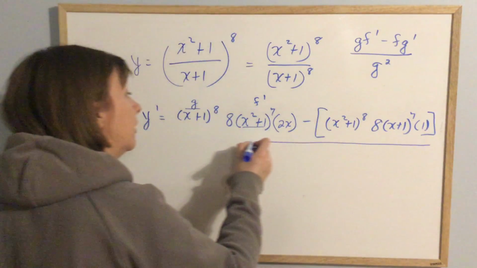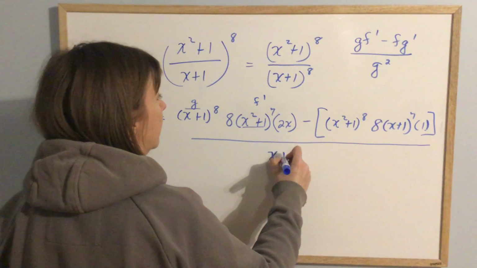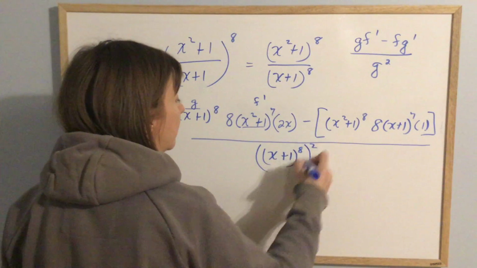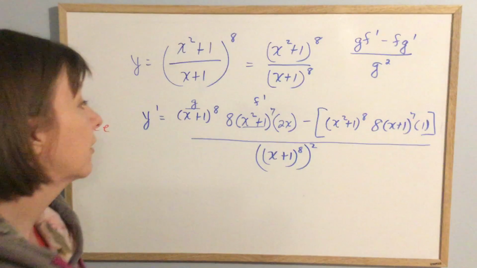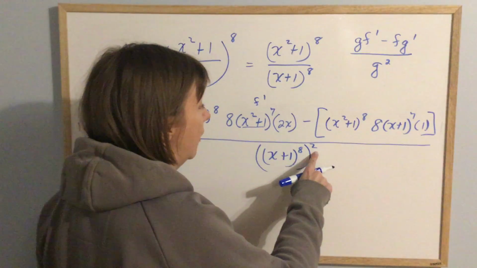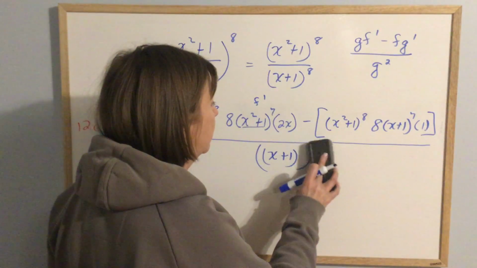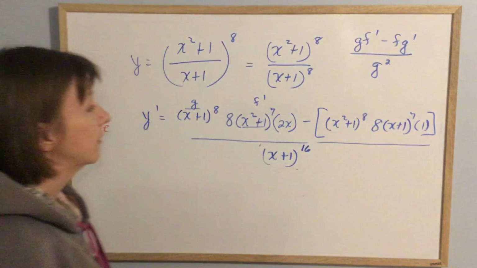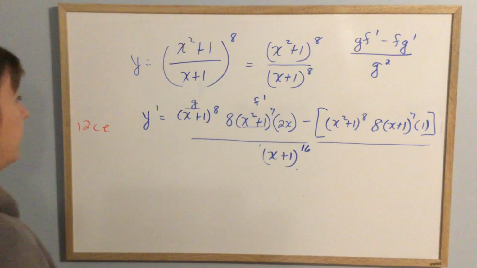That is all over g squared. Well, g is (x plus 1) to the 8th, squared. What I said in the last question like this was when you have an exponent on an exponent, you multiply those. So 8 times 2 is 16. So I have (x plus 1) to the 16th. All right, this does not look happy at all.